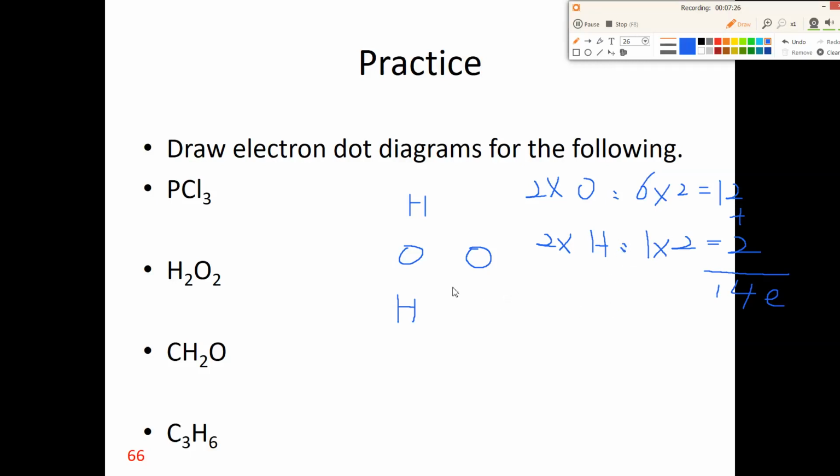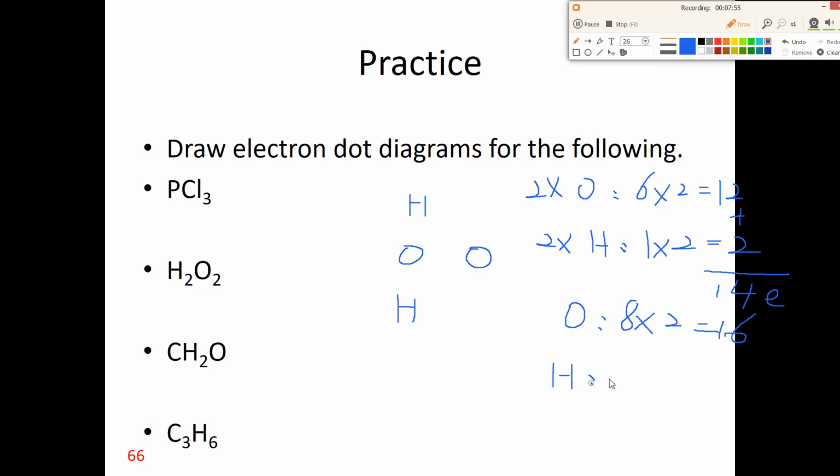Right? So then we can start to put this. Then second step, we figure out how many electrons we need to satisfy octet for all the atoms. So oxygen needs 8. We have 2 oxygen, right? So we need 16 electrons.